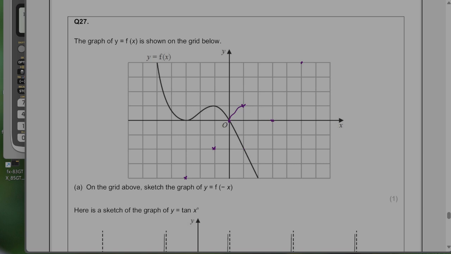It's a terrible one. So I've put that one in the wrong place. I was trying to work out why that line didn't look right. That's going to be our graph of y is equal to f of minus x.